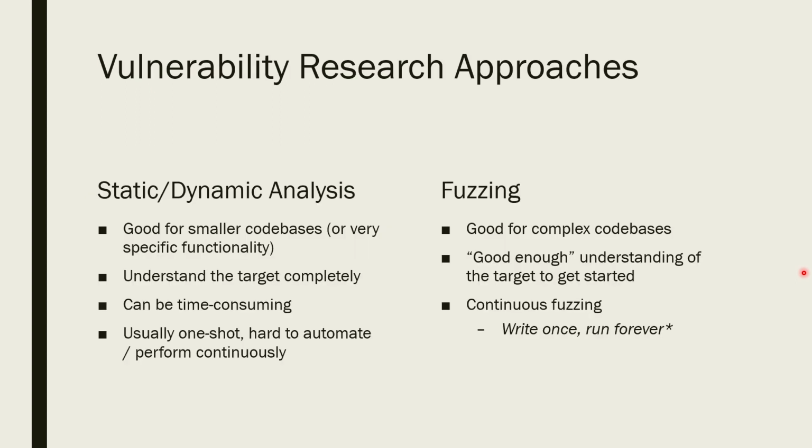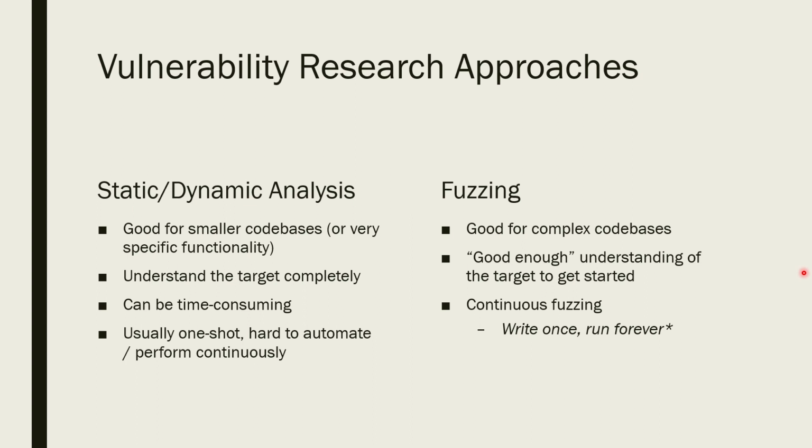So when it comes to finding zero days, there's a couple of approaches. Normally it's a combination of the two, but we could split it in terms of static and dynamic analysis. By static analysis, I mean code review or reverse engineering the target in Ghidra or Binary Ninja or IDA and stepping through that line by line. By dynamic analysis, I mean things like attaching a debugger to the running target and trying to find bugs by stepping through it in a debugger or manipulating it in a debugger. Typically, those approaches are good for smaller code bases or very specific functionality because you have to dedicate your time manually to analyzing line by line. So it's very time consuming.